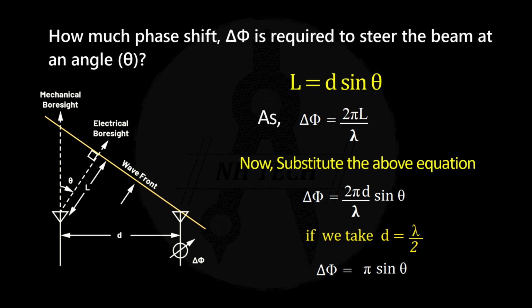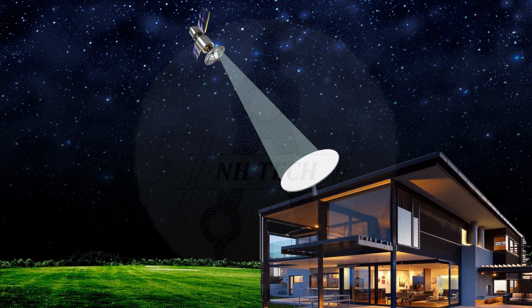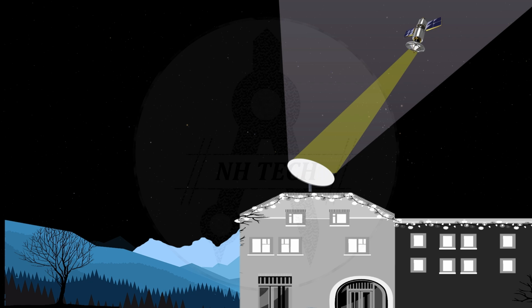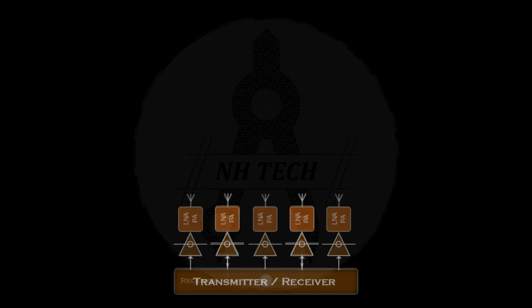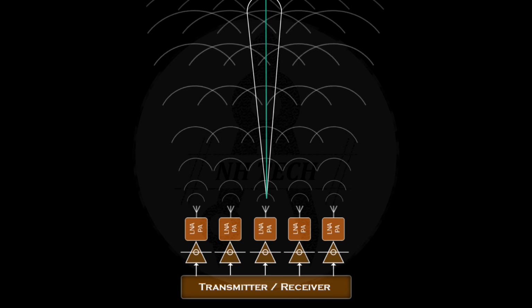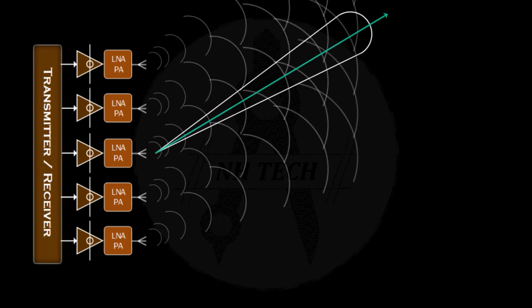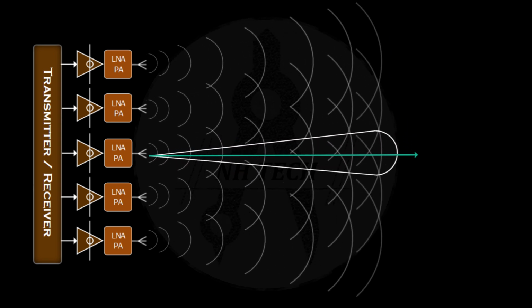If these phase shifts are continuously updated as the satellite moves across the sky, the antenna beam follows the satellite electronically without any motors or moving parts. Although we used only 2 antenna elements to explain the concept, real phased arrays contain dozens, hundreds, or even thousands of antenna elements. Each element receives its own carefully calculated phase shift so that all signals combine coherently.